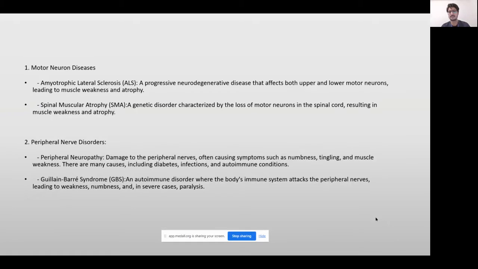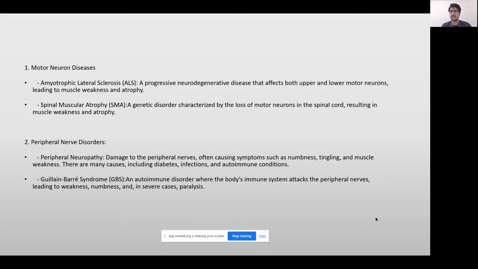One is ALS, which includes upper and lower motor neuron signs. Usually the patients have muscle weakness and atrophy. The other one is spinal muscular atrophy, which is a genetic disorder characterized by loss of lower motor neurons in the spinal cord, resulting in muscle weakness and atrophy.